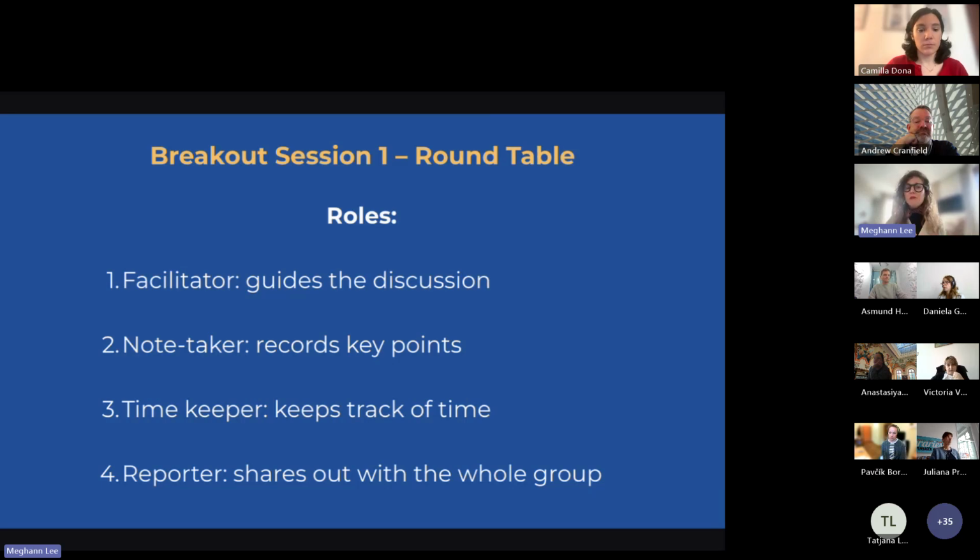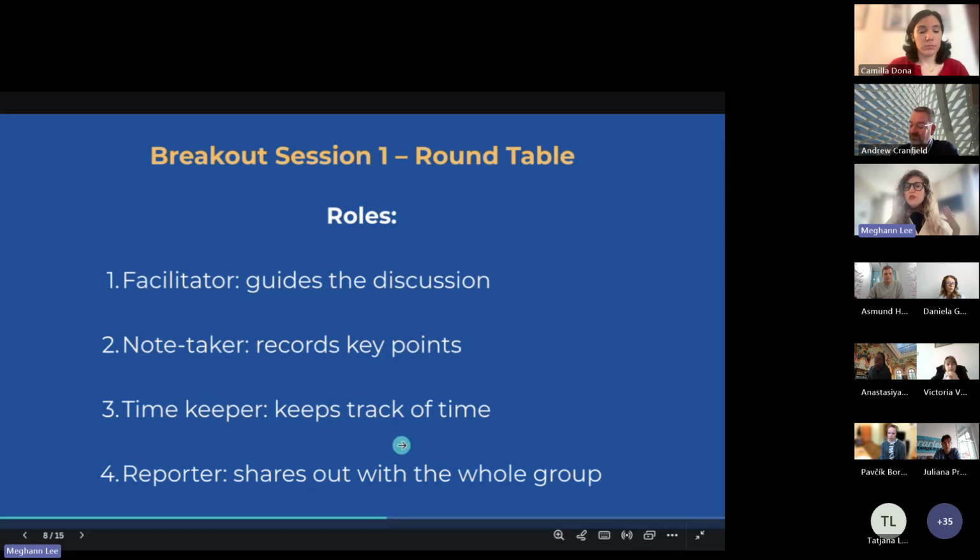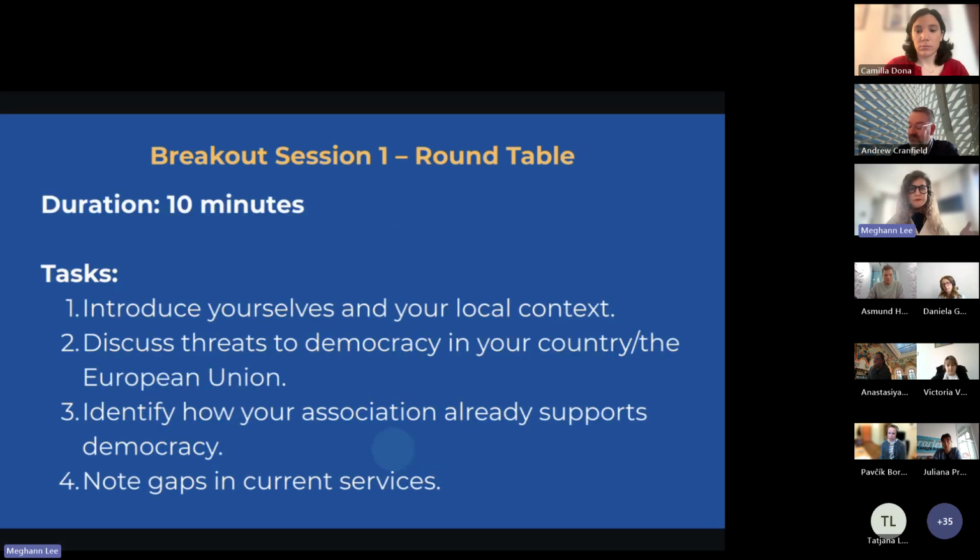But first of all, it can be helpful just to quickly decide in the group, hey, I'll be the facilitator, I'll guide the discussion. Number 2, if you want to have a note taker, someone that can record key points. Number 3, a timekeeper, someone that keeps track of the time. And number 4, a reporter, someone who feels comfortable sharing with the whole group about what was said in your breakout room session.